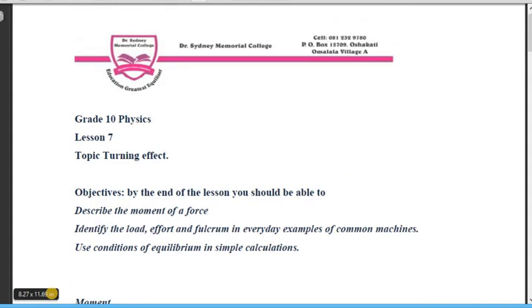So I hope now we are able to describe the moment of a force, and if we just look at a simple machine, common machines in everyday life, we can now say, okay, that's where the fulcrum is. The fulcrum and the pivot are the same thing. Okay, that's where the pivot is, that's where the effort will be applied, and that is the load. I hope that we're also now able to identify and say, okay, these are anti-clockwise moments and these are clockwise moments.